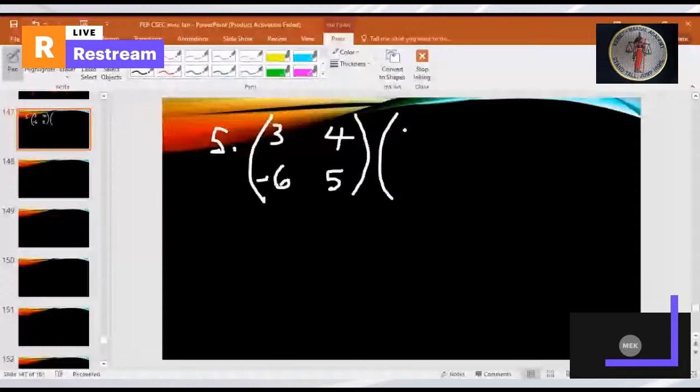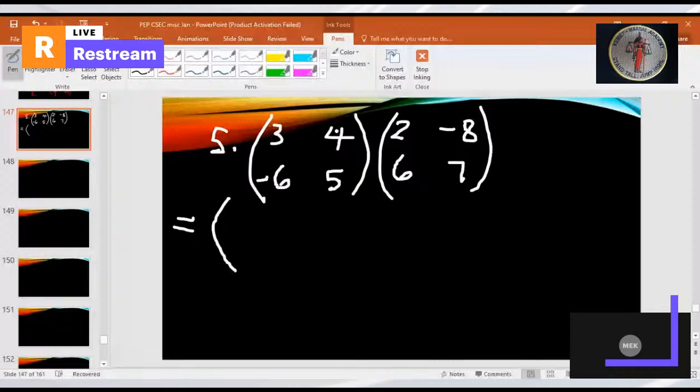Column. So the 3 and the 4 are in the first row. We're going to multiply those by the first column over here. So this row, column, and then we're going to do this row times this column. So it will be the 3 times 2, so 3 times 2, 4 times 6. And then 3 times negative 8, 4 times 7.